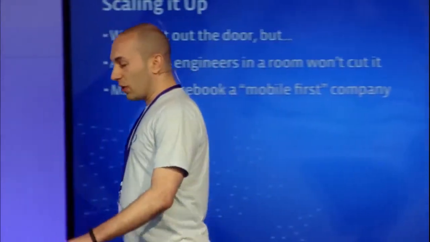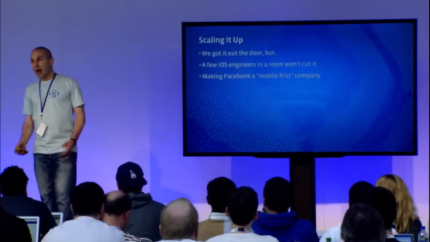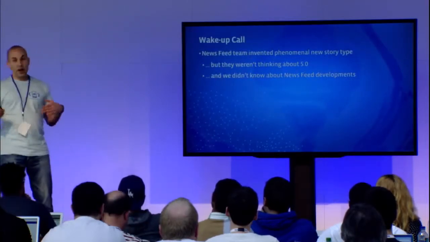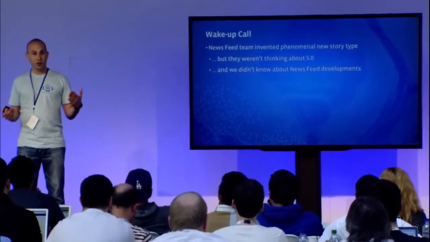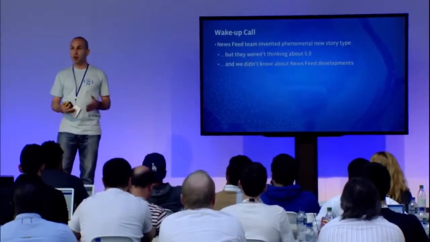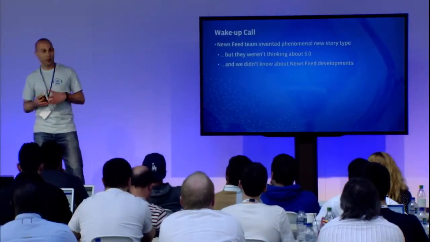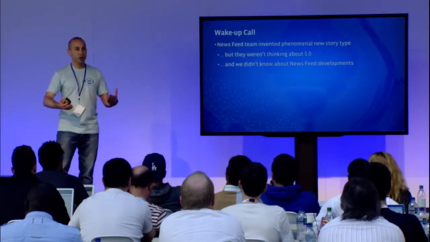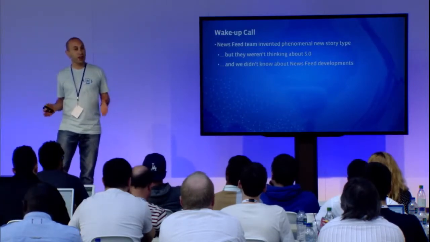There was one lesson that we learned very late in the product cycle. We got this product out the door, but a few engineers was not going to cut it. As we were developing Facebook 5, the newsfeed team wanted to come up with a new feed item type called Pages You May Like. That turned out to be very successful. The premise here was that we would suggest some pages to you with some advanced artificial intelligence.